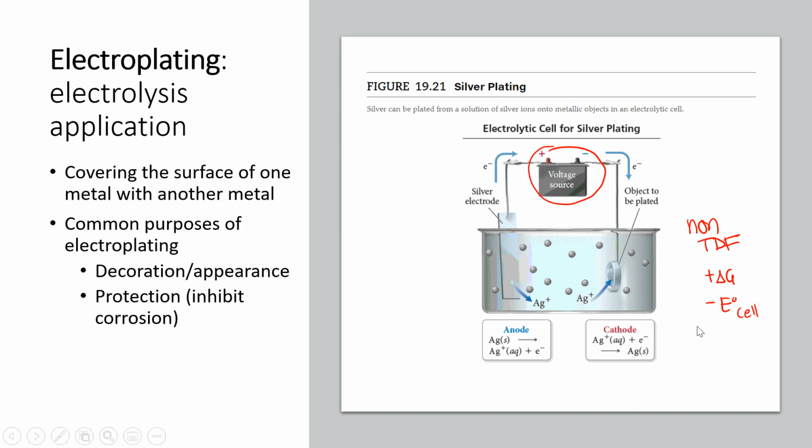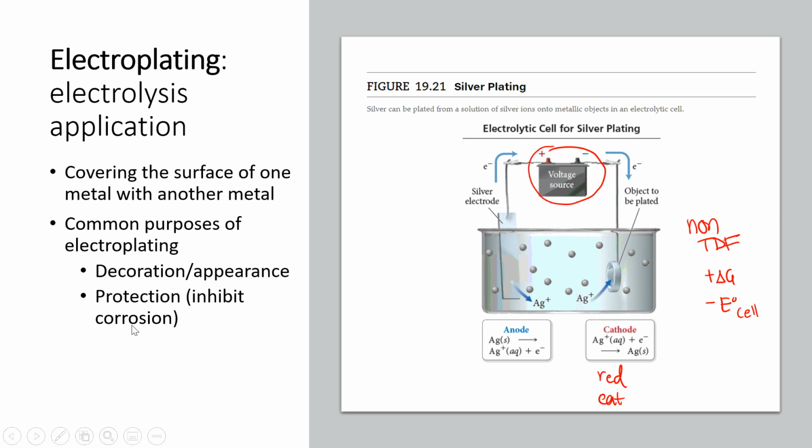But when we hook this up, we would put our object that we want to electroplate over here at the cathode. And then remember red cat, so reduction is going to occur at the cathode. In this case, our solution contains silver ions, and the silver ions are going to be reduced to form solid silver at the cathode. So what ends up happening is you end up forming solid silver, and it forms this coating on the object that you're trying to electroplate there.